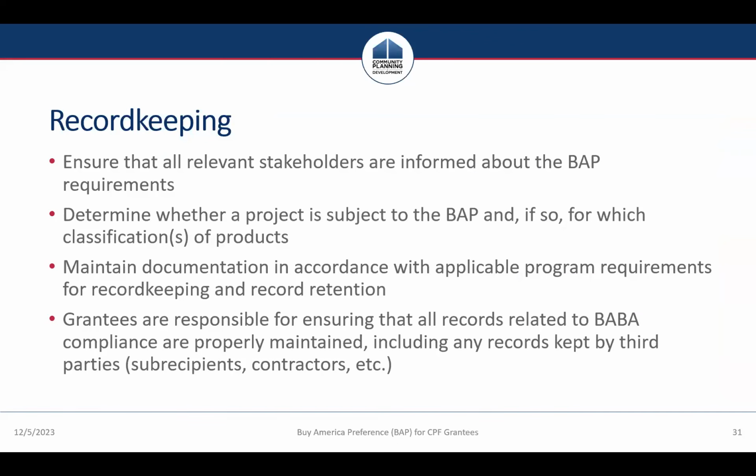For record keeping, grantees should follow standard requirements for record keeping on all CPF projects. Maintaining detailed compliance documentation that clearly shows how you determined applicability of the BAP and how you implemented the BAP requirements is important. Without good documentation, it's impossible to demonstrate compliance when your project is eventually monitored. So when we talk about documentation and record keeping, that includes maintaining copies of all written communication with stakeholders about the BAP requirements. Keep all of that in your project file. Document and keep detailed notes on your BAP determination, and collect, review, and file copies of all product certifications for the project as required by the BAP.